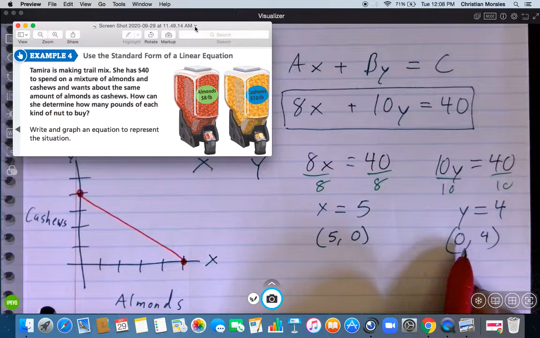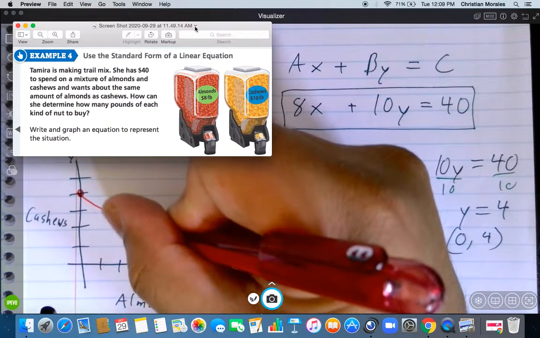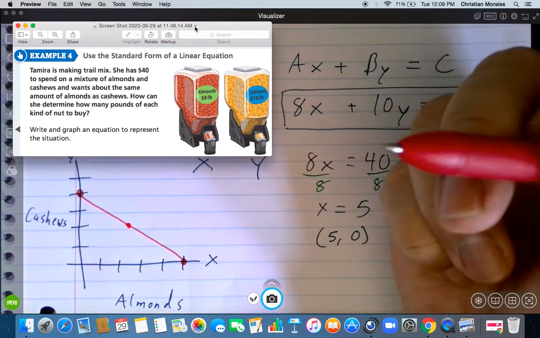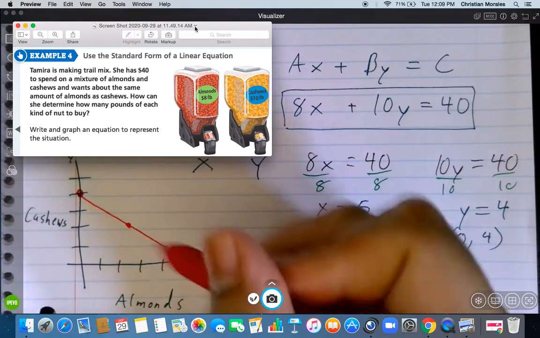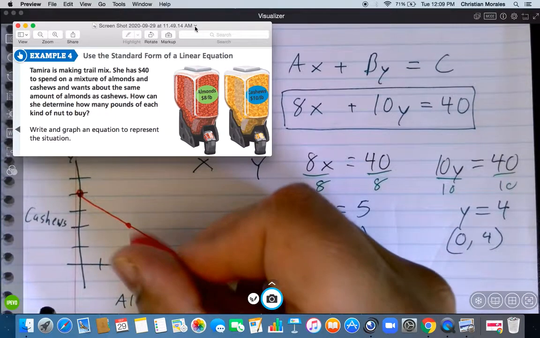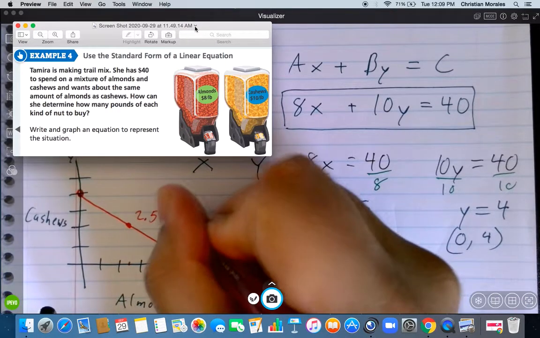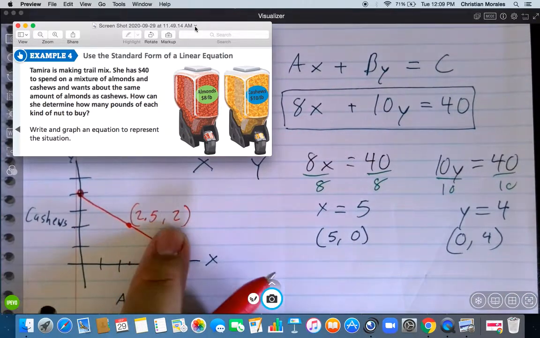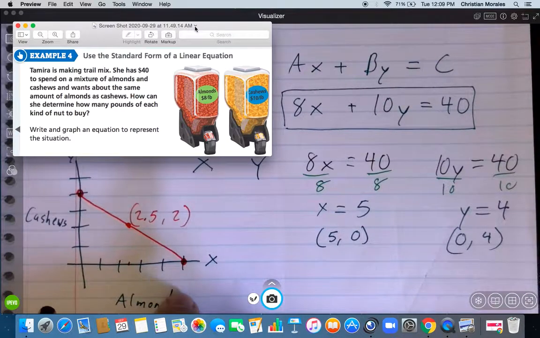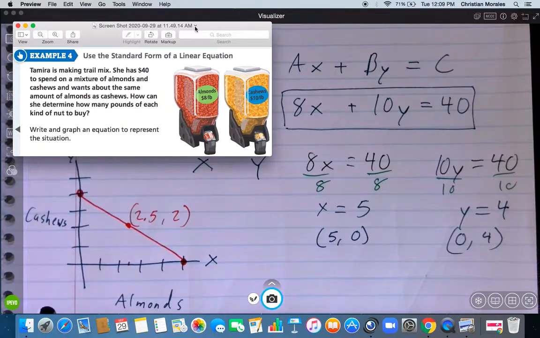She's trying to get an even mixture. So we want to get something in the middle, like right here. So something like 2, and I guess 2.5, like right there. 2.5 and 2. That's pretty even. That's a pretty even mixture. Okay, so this would be a good answer for trying to have an even amount of both kinds of nuts.